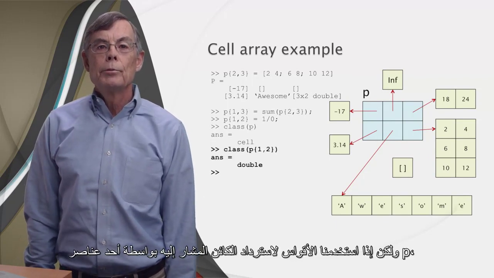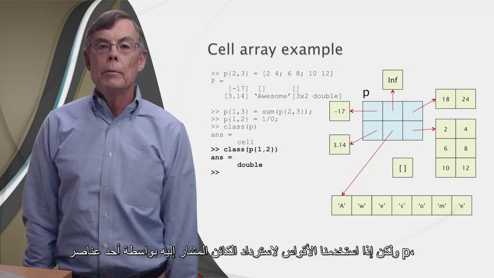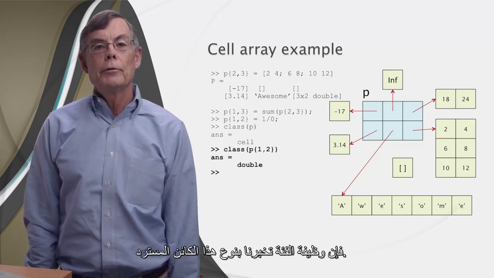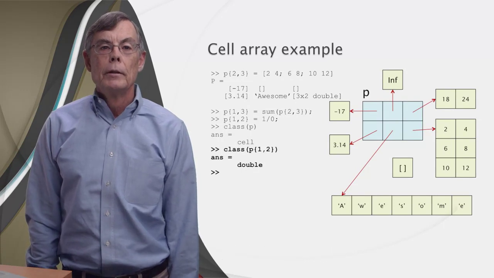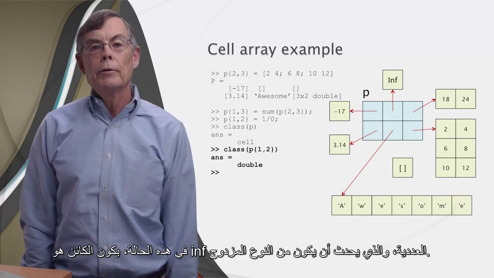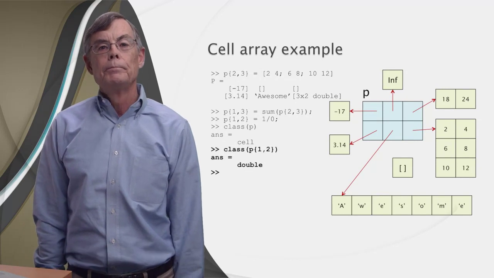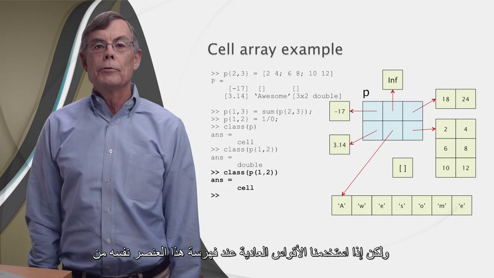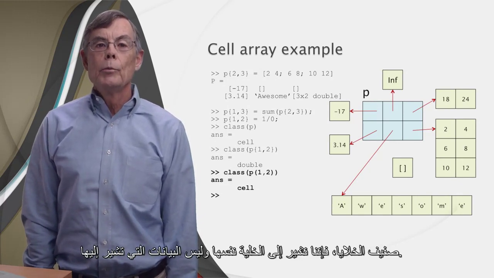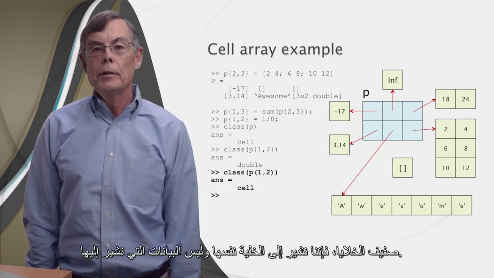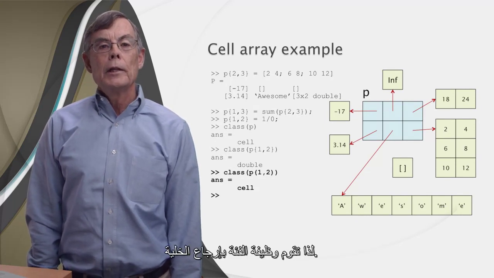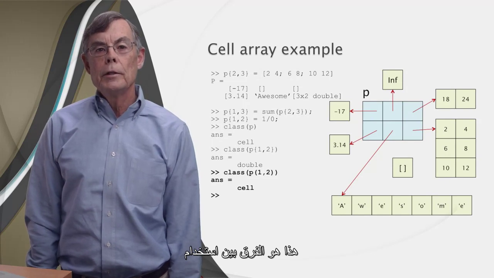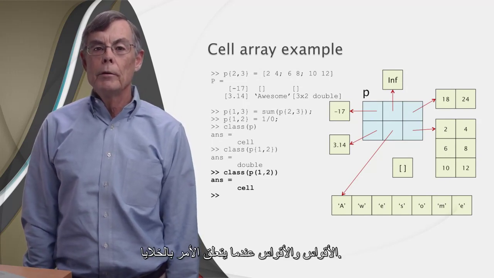But if we use braces to retrieve the object pointed at by one of P's elements, in this case element 1, 2, then the class function tells us the type of that retrieved object. In this case, the object is the scalar inf, which happens to be of type double. But if we use normal parentheses when indexing that same element of the cell array, then we're referring to the cell itself and not the data that it points to. So the class function returns cell. That's the difference between using parentheses and braces when it comes to cells.